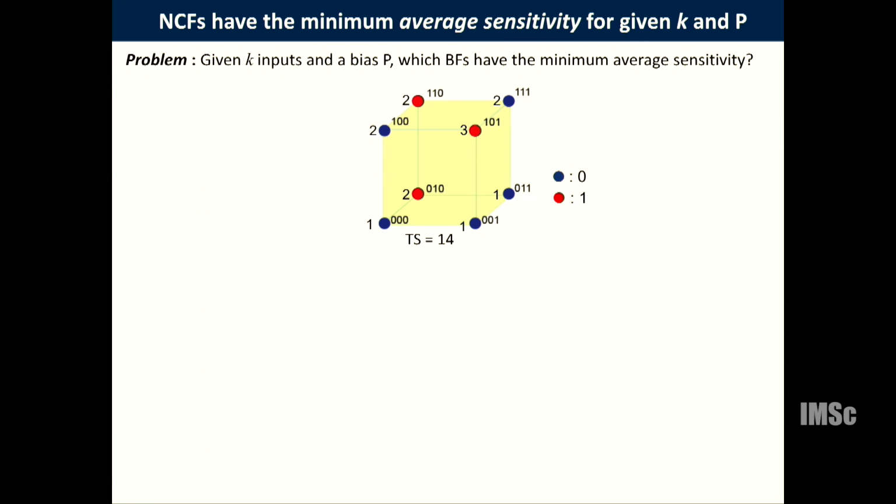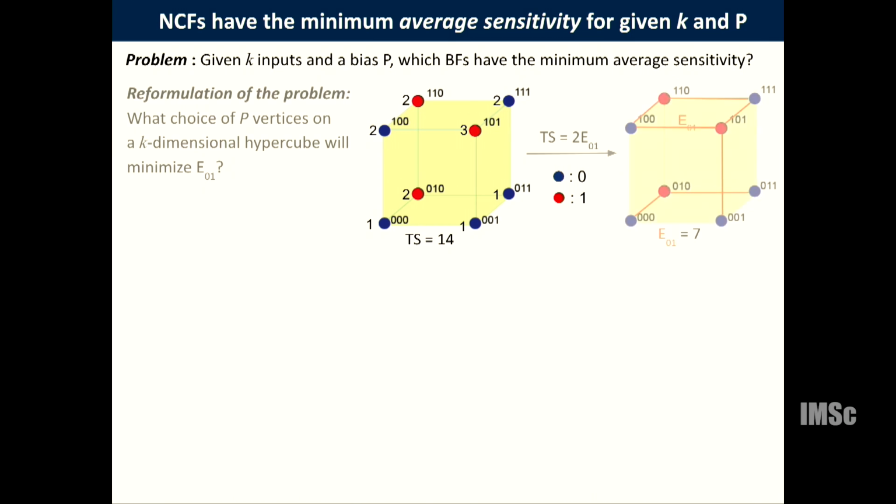So essentially what we are saying is that NCFs minimize the average sensitivity for a given bias, okay? So what does that mean? Let's look at the Boolean hypercube representation of a function. What we are saying is that you have a given k, the number of inputs, that decides the size of the cube. In this case, it's a 3-cube because it's a 3-input function. And you have a given bias p. Bias p means the number of ones in the truth table, which basically means how many of the vertices will be of red color, okay? And we want to minimize the average sensitivity. The average sensitivity is essentially a normalization over the total sensitivity. So we want to minimize the total sensitivity.